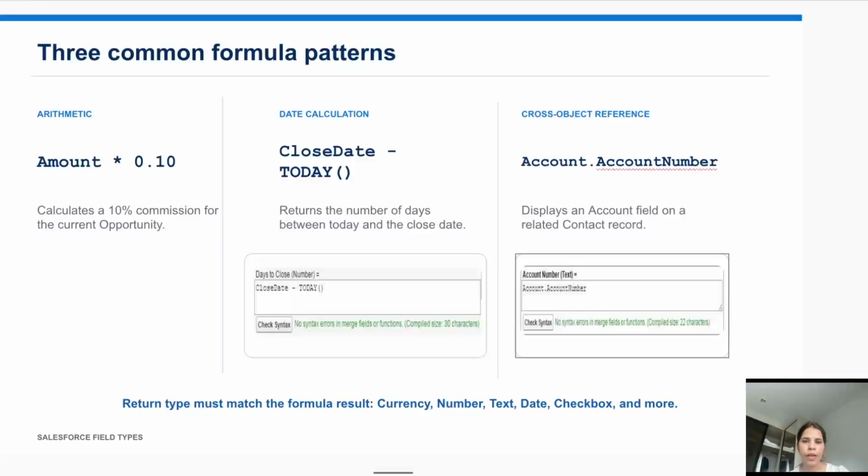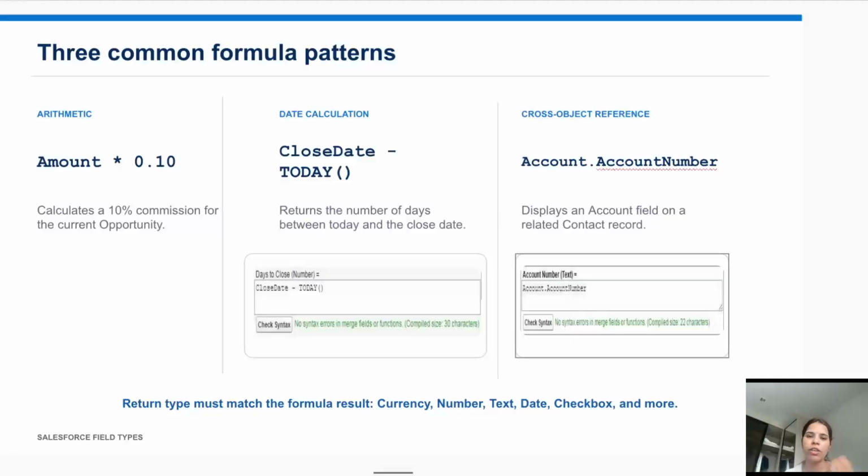Okay, so here are three common formula patterns. Let's understand these. First is your arithmetic calculation. For example, amount is multiplied by 0.10, as I gave the example in the last slide. If the opportunity amount is 1 lakh rupees, the formula field returns a commission of 0.10%. So this is our arithmetic calculation. Formula field supports this arithmetic calculation.